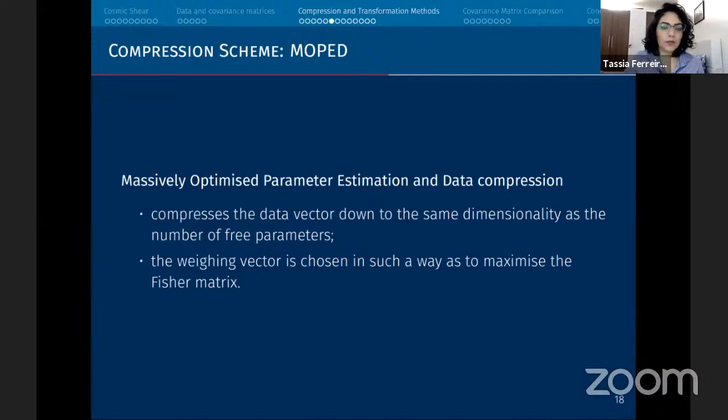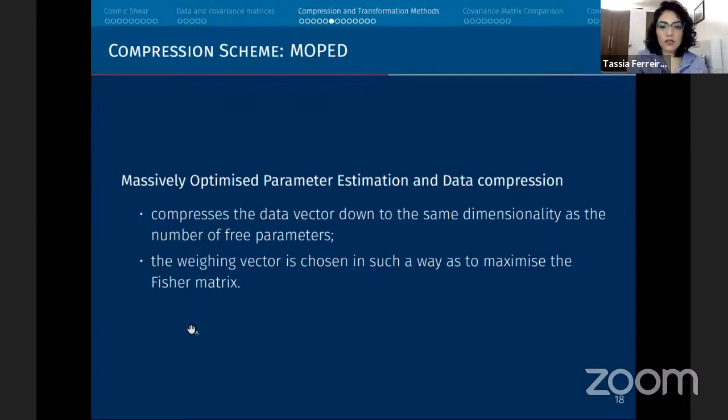And this is very popular in the literature, and it compresses the data vector and the covariance matrix down to the same dimensionality as the number of free parameters. This is the compression scheme that's most extreme. It doesn't matter the size of your covariance matrix. You can have 1,000 by 1,000. It's going to compress it down to that same number. In our case, we have 16 free parameters, so it's going to go down to a 16 by 16 covariance matrix, which is a very large compression.